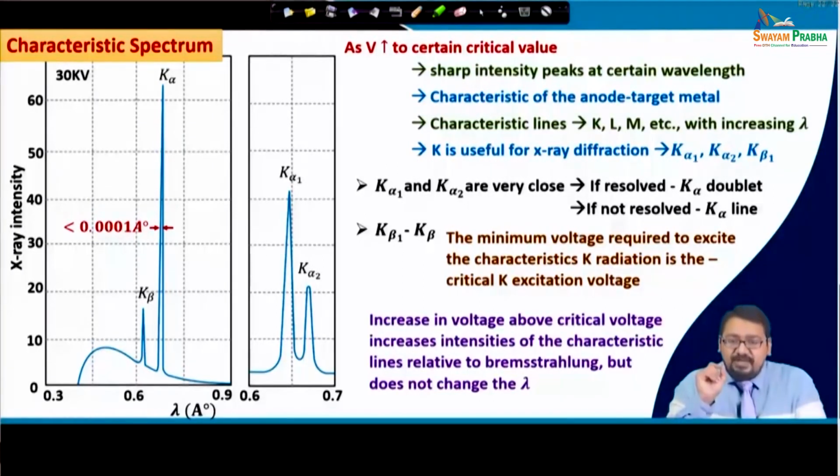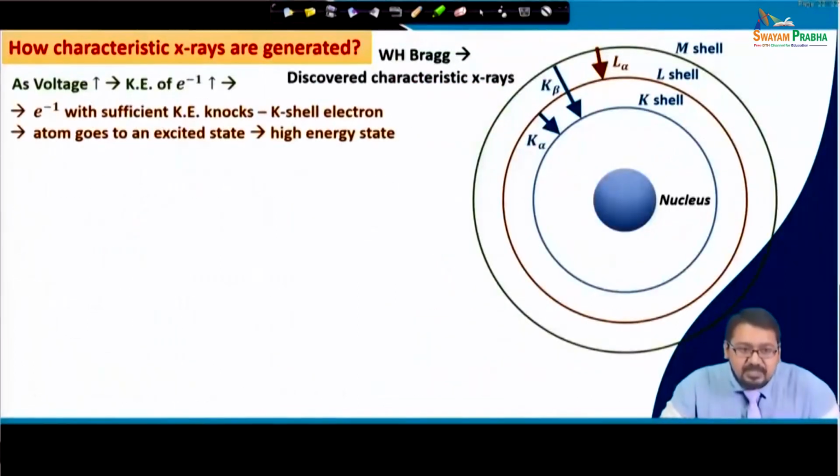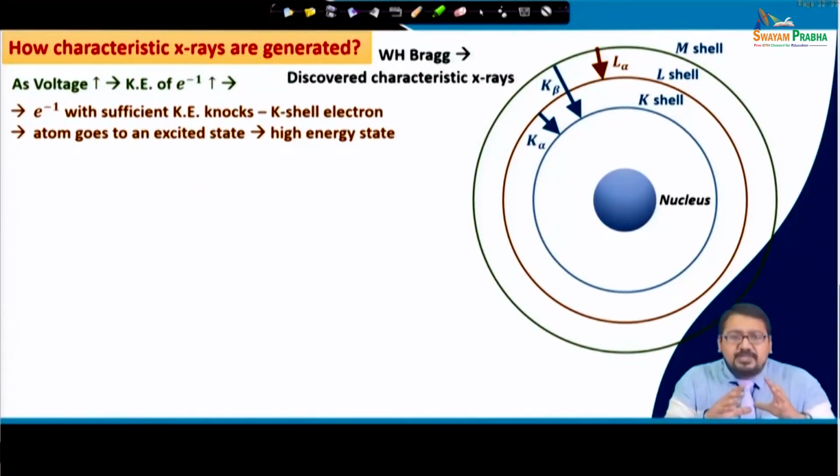So you see, if we increase the voltage above this critical voltage, the intensities of this K alpha and K beta will increase with respect to the continuous radiation, but the lambda remains the same, and we already talked about that in the previous slides. So you see how these characteristic X-rays can be generated. So, before we say that, W.H.